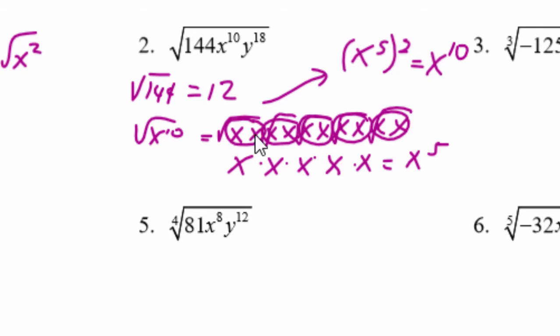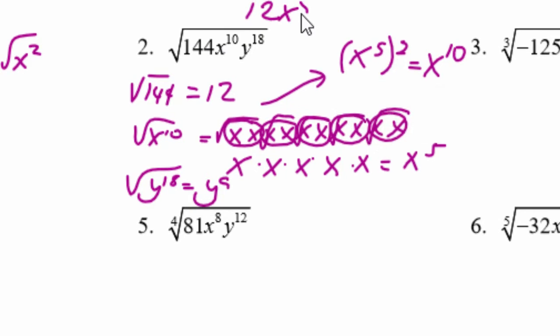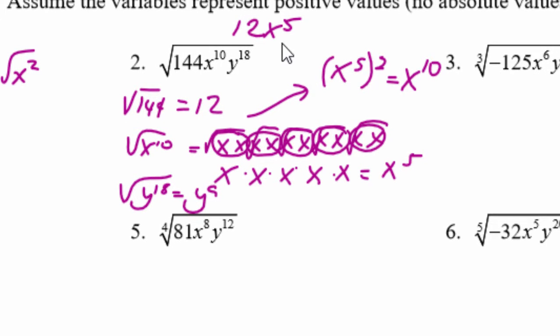And you can see it here all splayed out. Okay, look at this, y to the 18th. Now how many of these little pairs do we have if we had 18 y's? Well, if you said there's 9 little pairs, then you're right. So the square root of y to the 18th is y to the 9th. All right, so what's the final answer here? 12. The square root of 144 is 12. The square root of x to the 10th is x to the 5th. The square root of y to the 18th is y to the 9th. All right, so that's the answer.